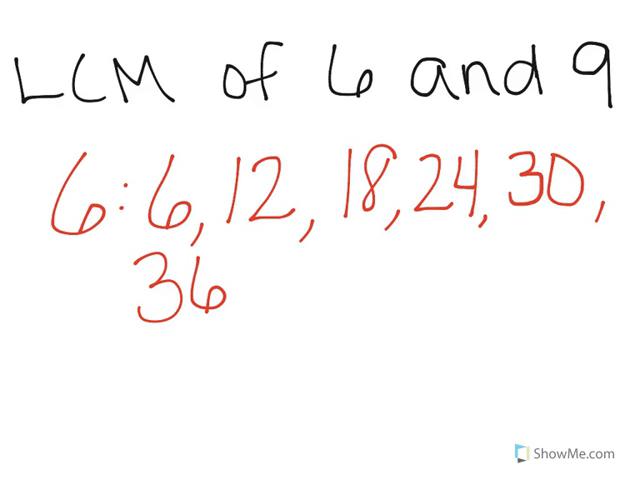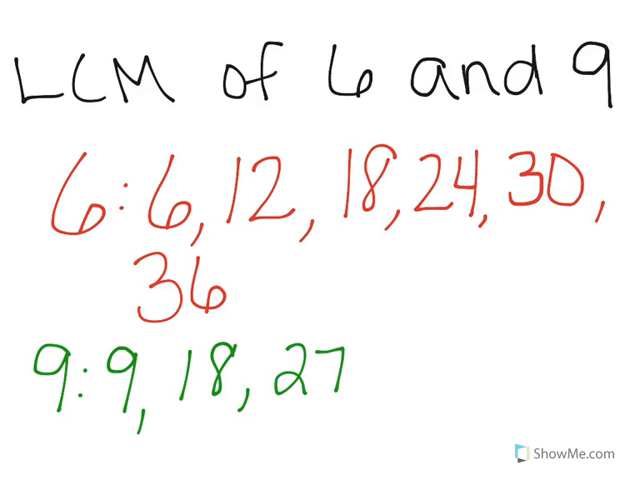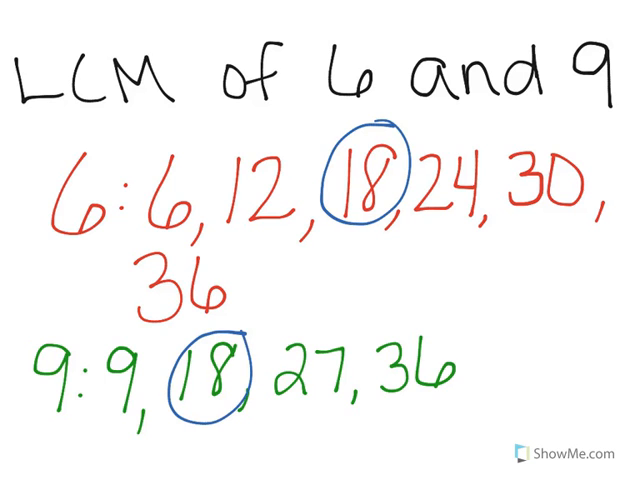Now I'm going to take a moment and list some multiples of 9. 9, 18, 27, 36. If I go back and look at my lists and see what they have in common, since I've already listed the multiples, I see that they both have 18 and they both have 36.